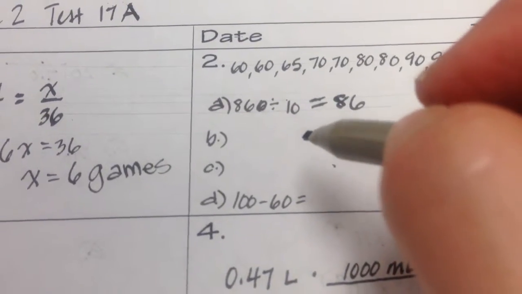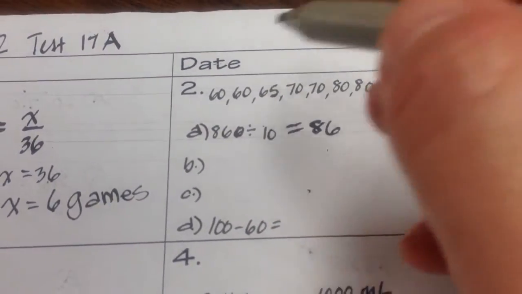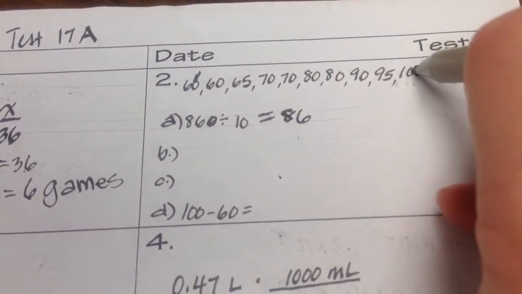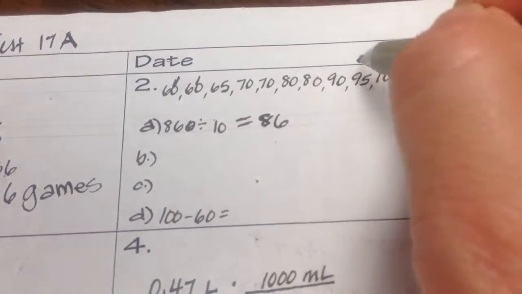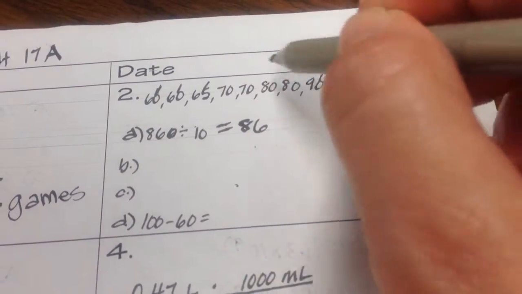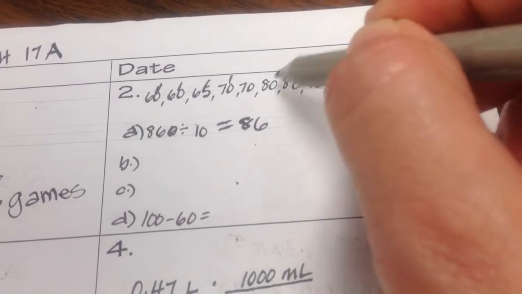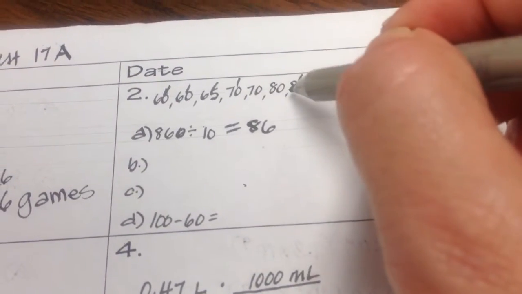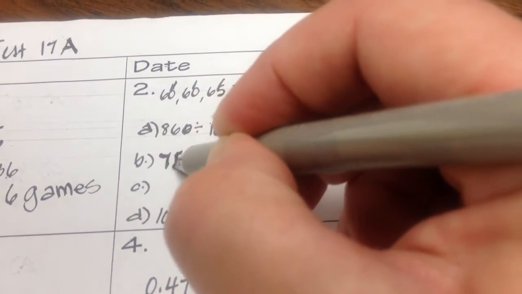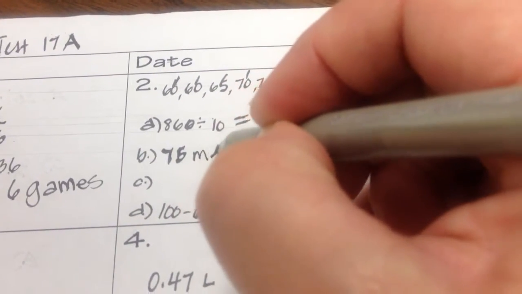Now for median, they just want to know the middle number, right? So I'm going to mark one off here, mark one off here, keep going, mark it off here, here, here. Uh-oh, I have 2 numbers. So what's in the middle of 70 and 80? 75. So 75 is the median.